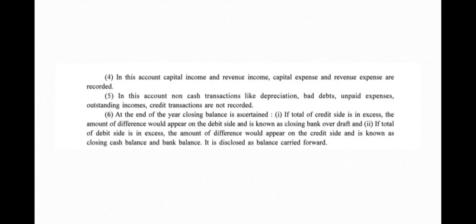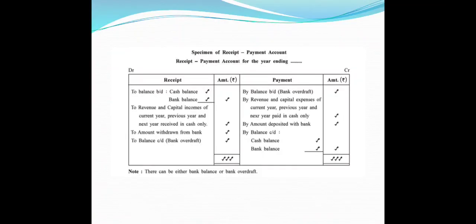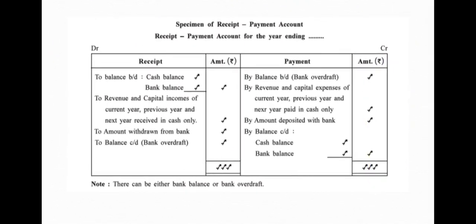Let us see the specimen of this. This is the specimen of the receipt and payment account. Receipt and payment account for the year ending on so and so. Receipt side: to balance brought down, that is cash balance and bank balance. To revenue and capital incomes of current year, previous year or next year received in cash only. What else? Amount withdrawn from bank.